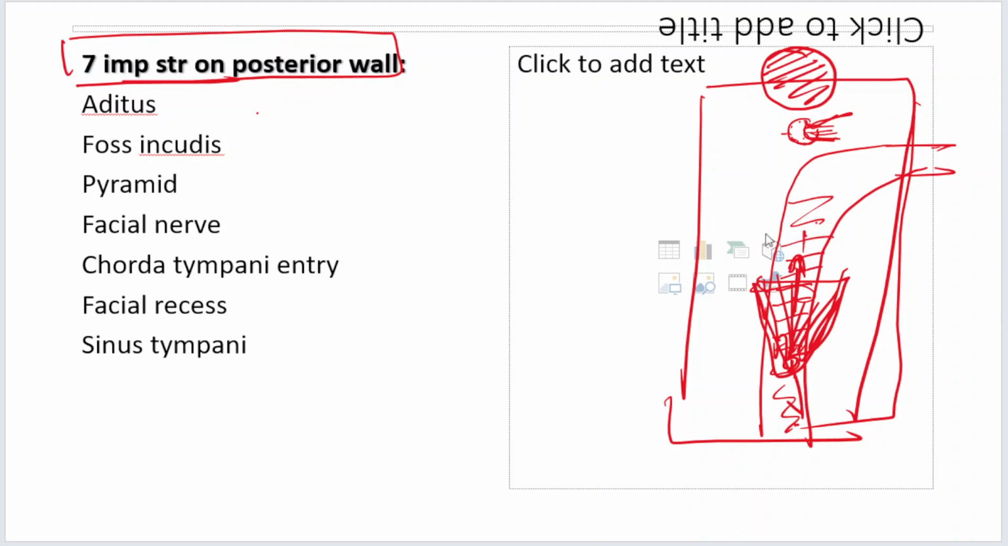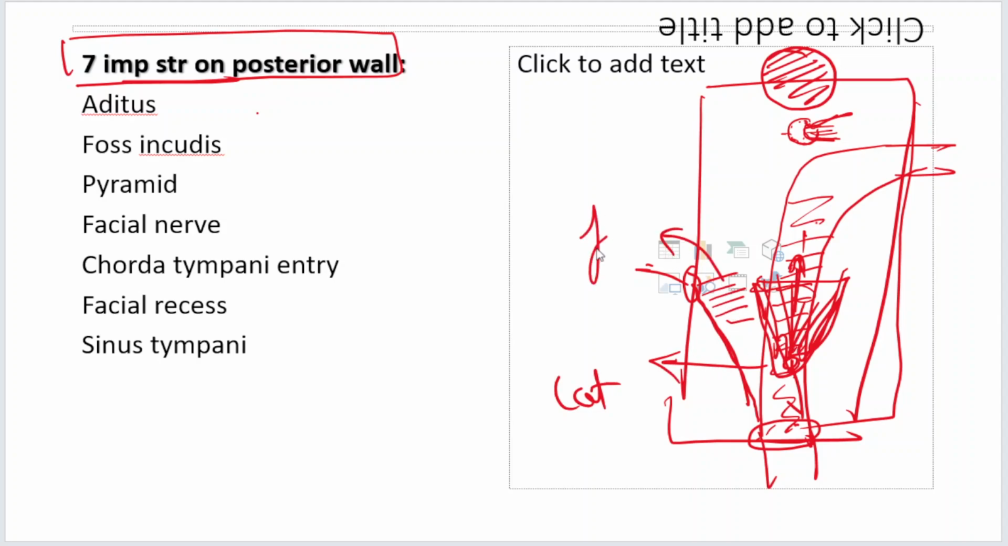Okay. Then what do we have? Just before it exits the stylomastoid foramen, it gives a nerve called the chorda tympani nerve. This chorda tympani nerve will continue forwards in the middle ear that we talked about. Now this part that we see, which is present lateral to the facial nerve, is called the facial recess.